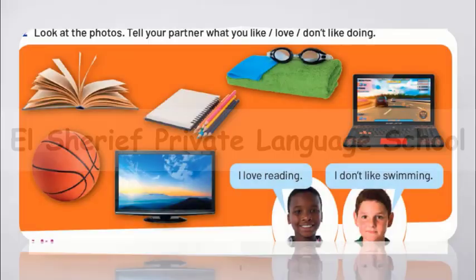Now let's move on. Here we are going to look at the pictures and try to use love or like, or love and don't like. For me, I'm going to say I love reading and I don't like swimming. So you can say, I love playing volleyball or I love playing basketball and I don't like reading.